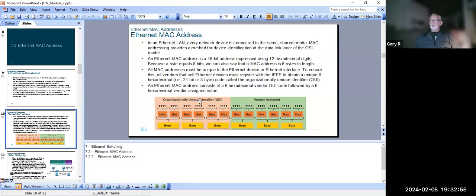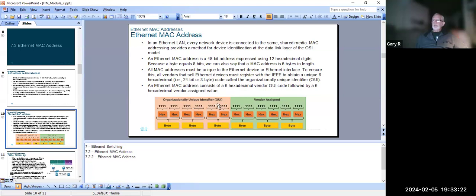And the first 24 bits is an organizationally unique identifier. So here's what happens. You have someone that is going to manufacture Ethernet cards. That manufacturer will have to get a unique, organizationally unique identifier. In other words, only that particular manufacturer will have that particular OUI.